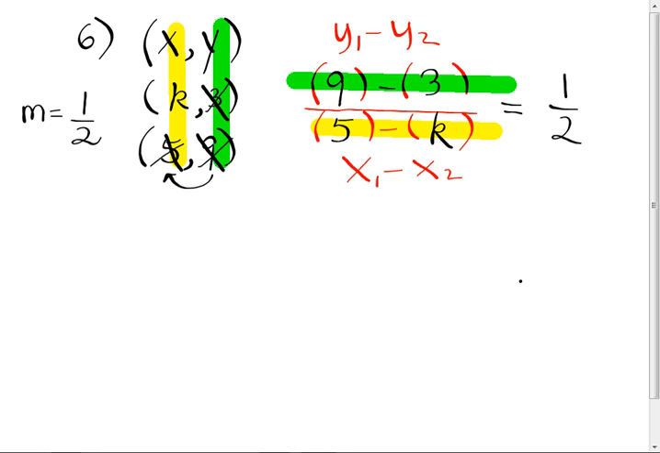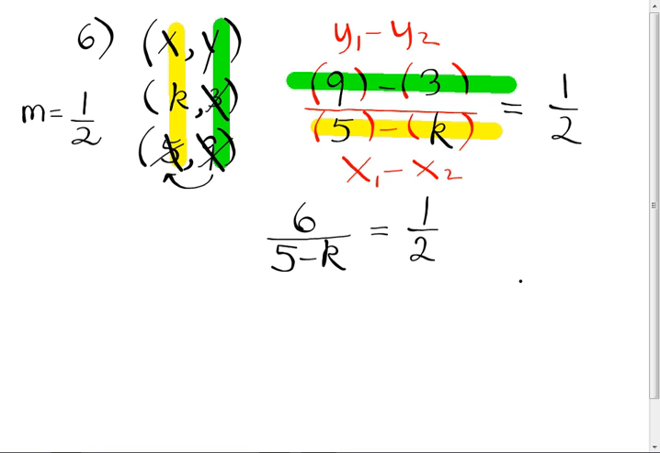What I'm seeing now is that you're having problems doing this arithmetic. Well, this one's not too bad. What's 9 take away 3? You know that one. 6. 6 over 5 minus k. So if you don't know how to do the numerator, use a calculator and get it right. Okay, Cole? This equals 1/2. Now what do we do?